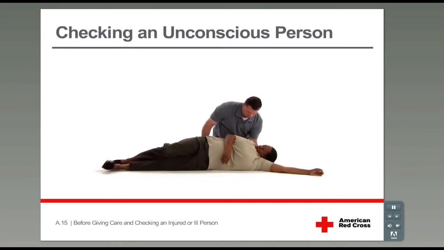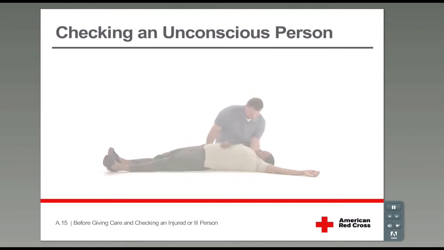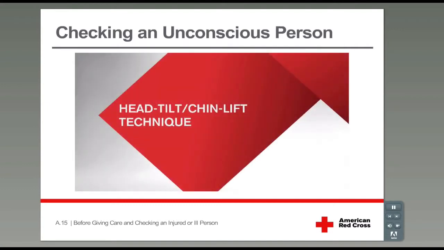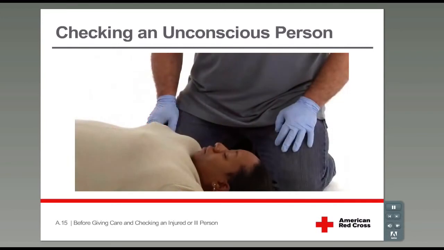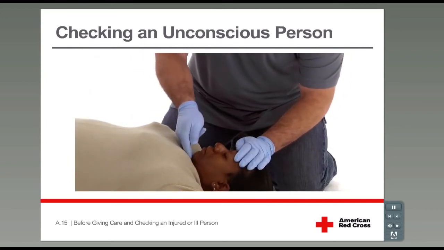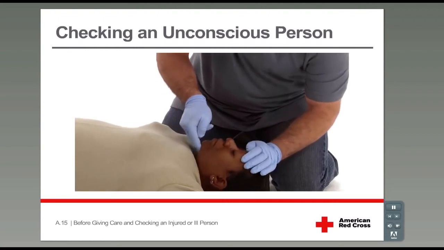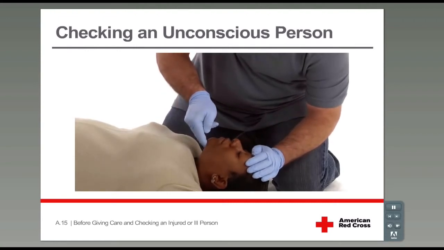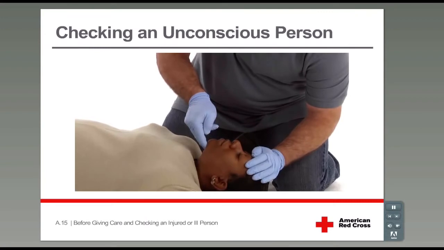Once the person is on her back, open the airway by using the head tilt, chin lift technique. To perform the head tilt, chin lift technique, place one hand on the forehead and 2 fingers on the bony part of the chin. Then tilt the head back as you lift up on the chin. Maintain this position. For a child, do not tilt the head back as far as you would for an adult.